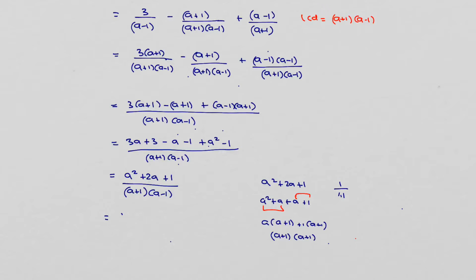And of course then if I look, we have an a plus 1 on the top and an a plus 1 on the bottom when I sub back in. And therefore a plus 1 goes into a plus 1 once, which simply leaves us then with a plus 1 over a minus 1 as our fraction in its simplest form.